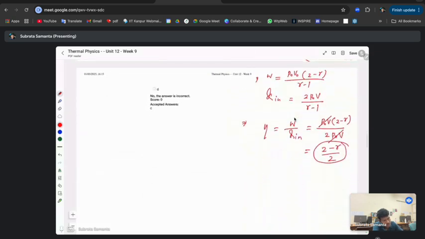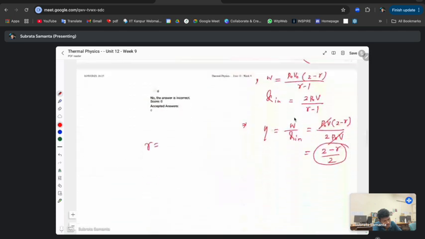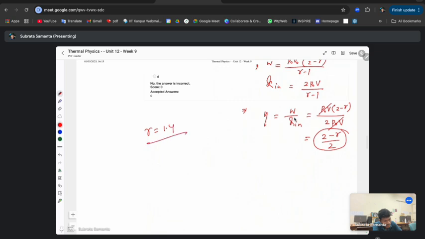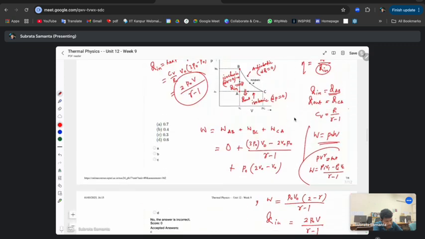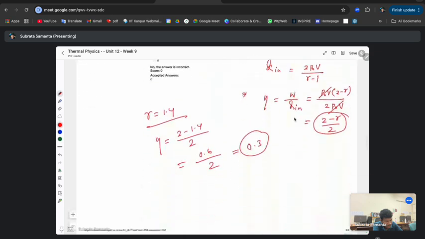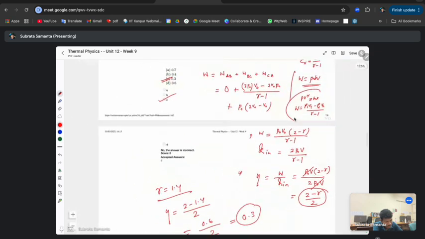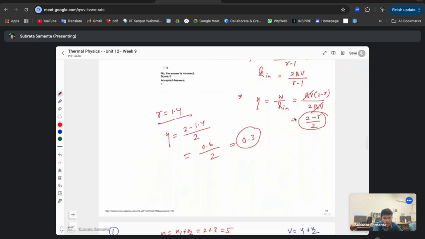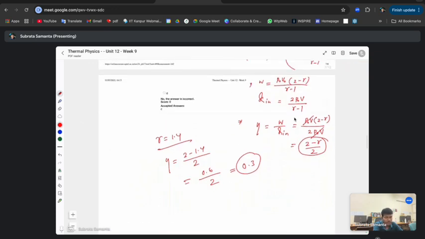So now what is the value of gamma? The value of gamma is given as 1.4, right? So the eta value is basically (2 minus 1.4) by 2, so it's 0.6 by 2, right? So it's 0.3. Option C is correct. Okay. Any questions?